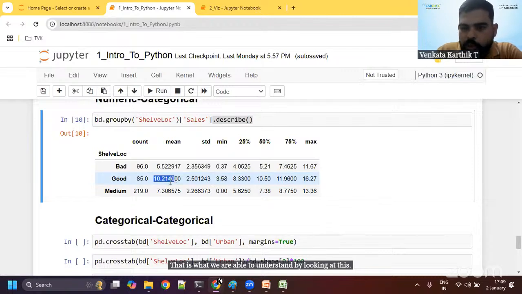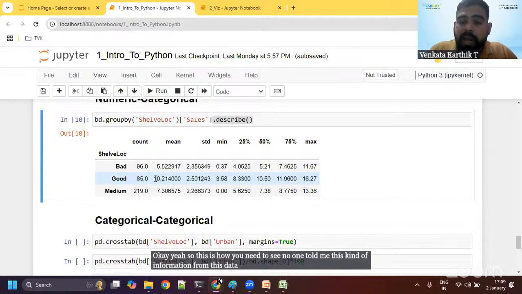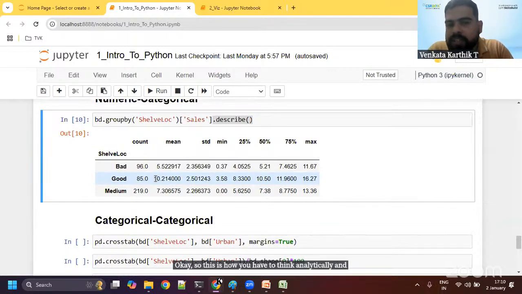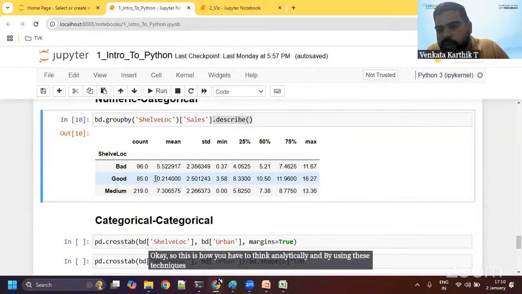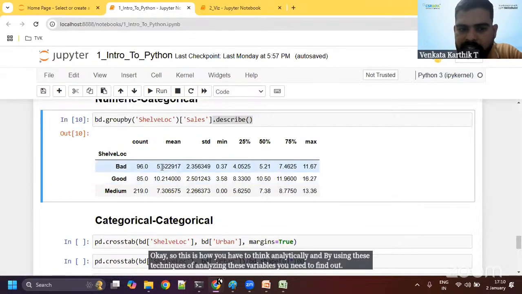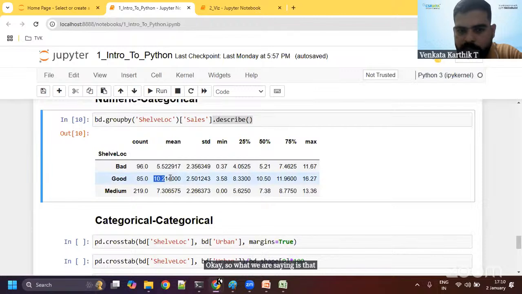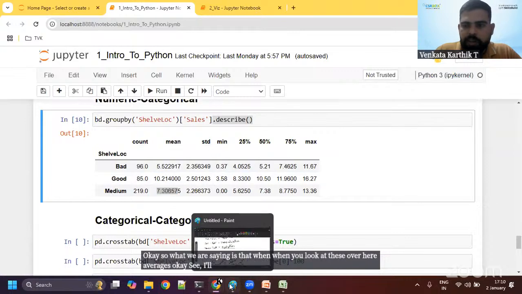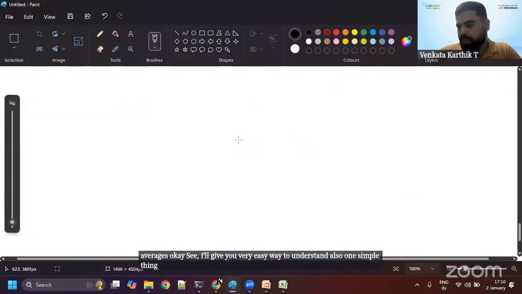So this is how you need to see it. No one told me this kind of information from this data. This is the kind of insight I have to generate from these data sets. So this is how you have to think analytically, and by using these techniques of analyzing these variables, you need to find it out. When you look at these averages, I'll give you a very easy way to understand it. Let me take a simple example for you.